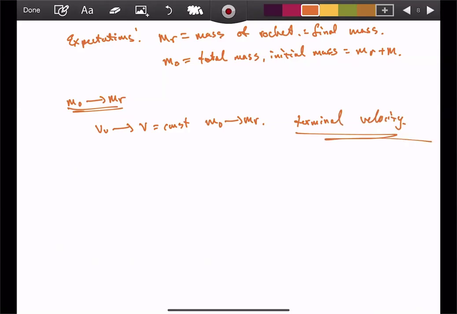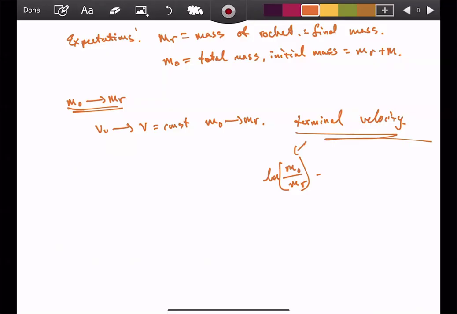Wonderful. Now, what we also know is that the terminal velocity is going to have to somehow be a ratio of the initial mass to my final mass. And from the structure of it, we can actually see it has to be some sort of natural log, but we'll see that in just a second. So these are our expectations.